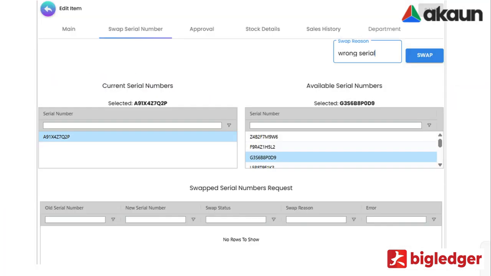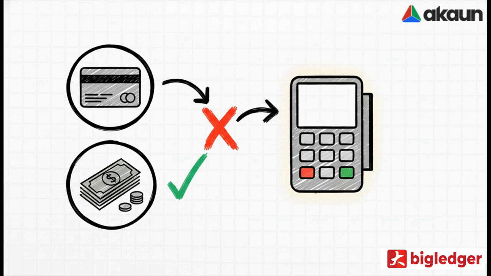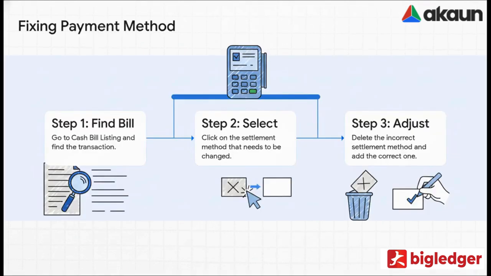Okay, but what if the payment type is wrong? Like, you put cash instead of credit card. It's pretty much the same deal. Find the bill, click the payment, delete it, and add the correct one.